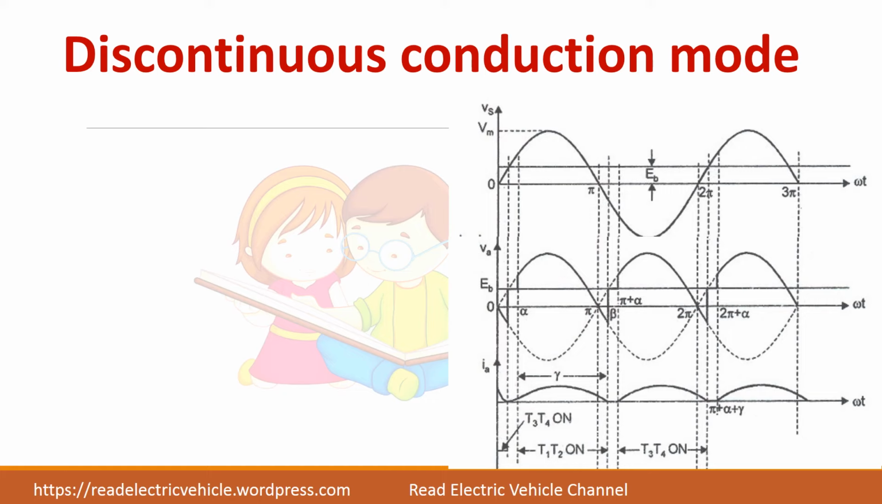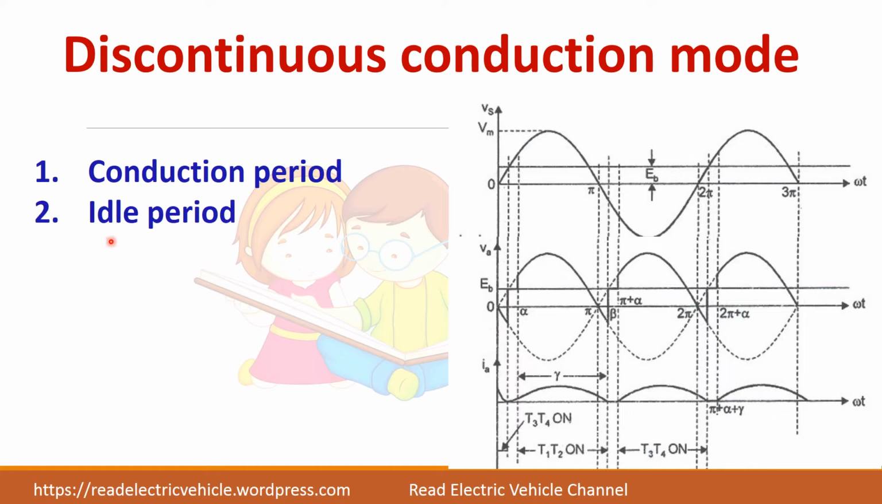So this is the waveform for discontinuous conduction mode. The same supply voltage waveform and the back EMF are there. Here this output waveform has two periods. One is the conduction period and another is called the idle period, where the current is 0. You see here, this is the armature current waveform. It will increase and it will become 0 for some time. That period is called the idle period.